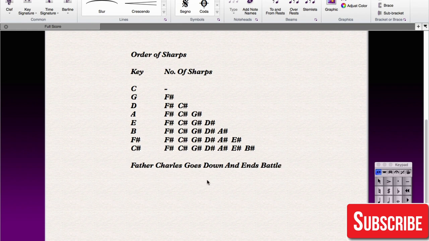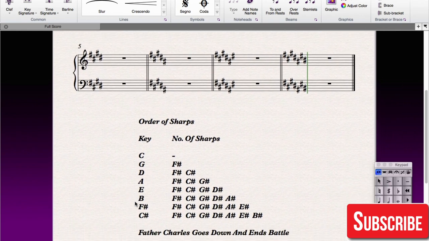Okay, so what I'm going to do is I'm going to copy this order of sharps. Again, I'm just going to write it down because I'm going to refer back to it. So Father Charles goes down and ends battle. I'm just going to copy this, right? Now, I'm going to move here.